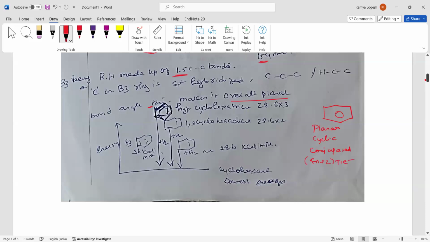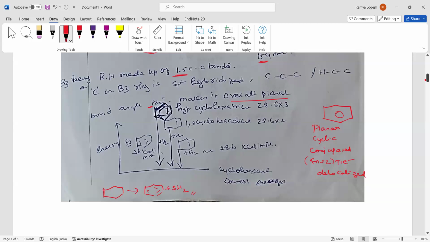All these things, delocalized. All these things are the right words to explain benzene. Okay. So with respect to your bond energies, what is benzene? Benzene is nothing but, if I have a cyclohexane and I remove 3 hydrogens out of it, it becomes benzene, isn't it? So hydrogenation of benzene will give you cyclohexane.